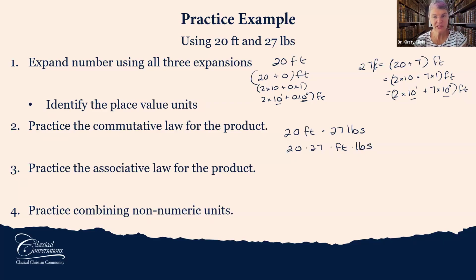Now let's practice the associative law. Put parentheses around your numbers and your units. Right? That's my associative law. And now look at your non-numeric units. Is there any other way to combine them? In this case, it's not, right? Feet times pounds just becomes foot pounds. That's what they would call it. And so we can have kind of weird units like that just by multiplying them together.